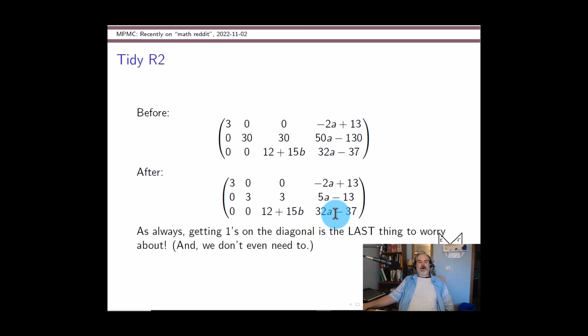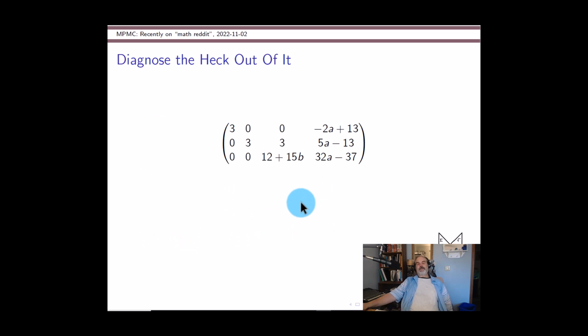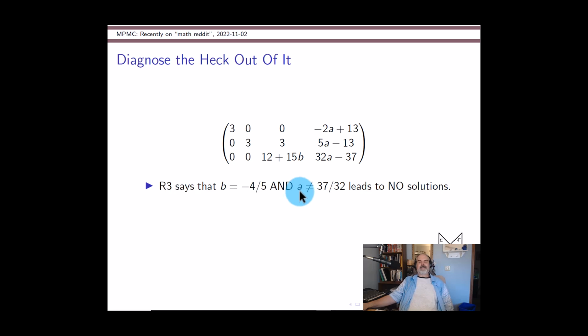So now we can start analyzing information about B and A across the board. Like I said before, I'm not going to try to put 1s on the diagonal just yet because I don't want to put horrible fractions over here in the right-hand column. At the moment, we're just asking what has to be true about A and B to get certain results. So let's start diagnosing the heck out of this thing.